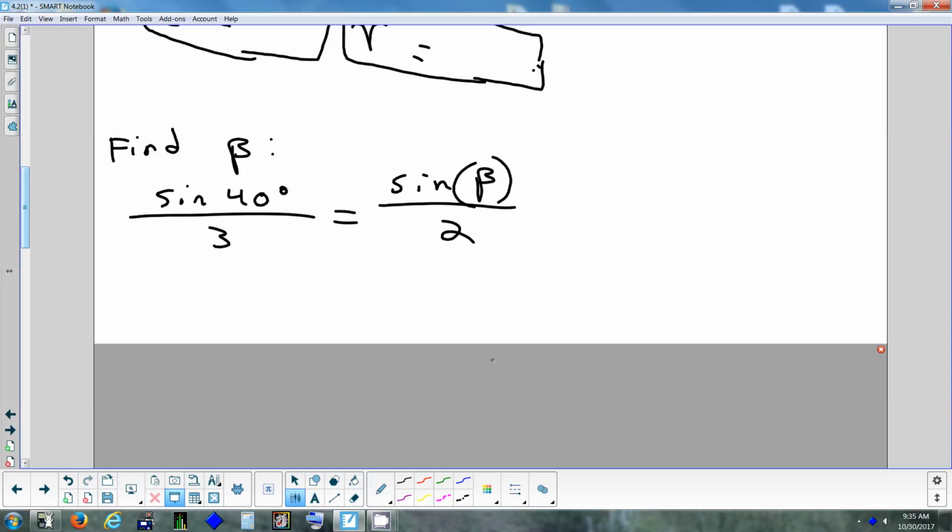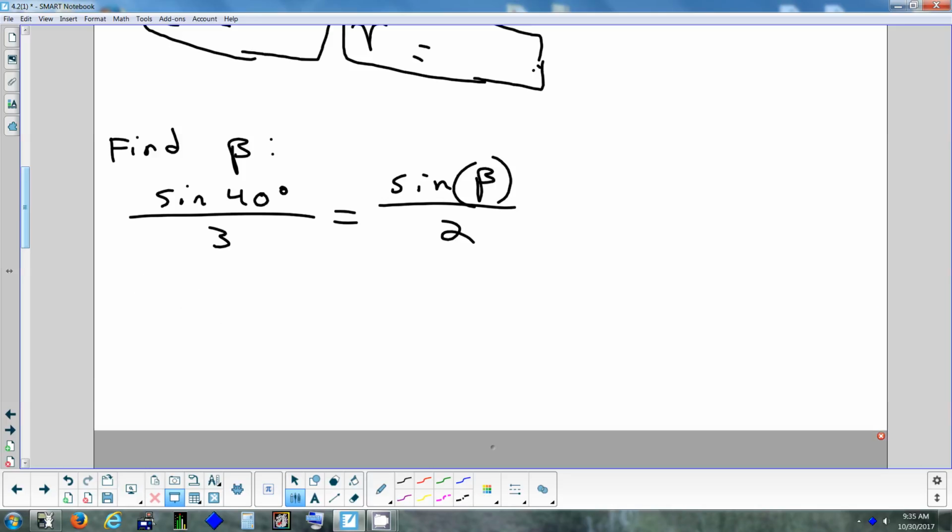Okay. So let's cross multiply and see what we can do. So we've got 2 sine 40 equals 3 sine beta. And remember, my goal is to get beta by itself. There's 2 things preventing it from being by itself. The 3, and then the function that it's within. Let's start by getting rid of the 3. Okay, Eric, how can I get rid of the 3? Divide. Yep, by 3.